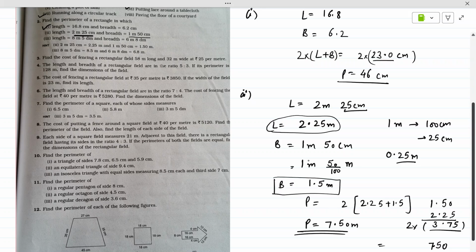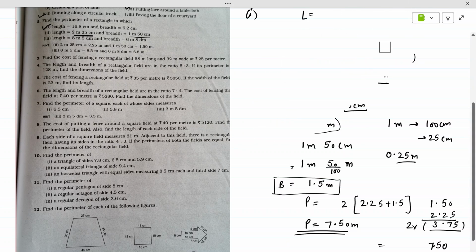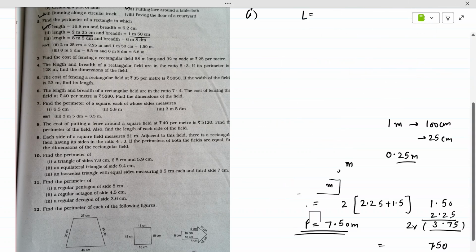We have converted the length and breadth into 1 unit. In this case, we have converted them into meters first. Okay, and then simply just find out the perimeter using the given formula. So this is how we have to do this question. In the third question, kids, I'm leaving it to you.